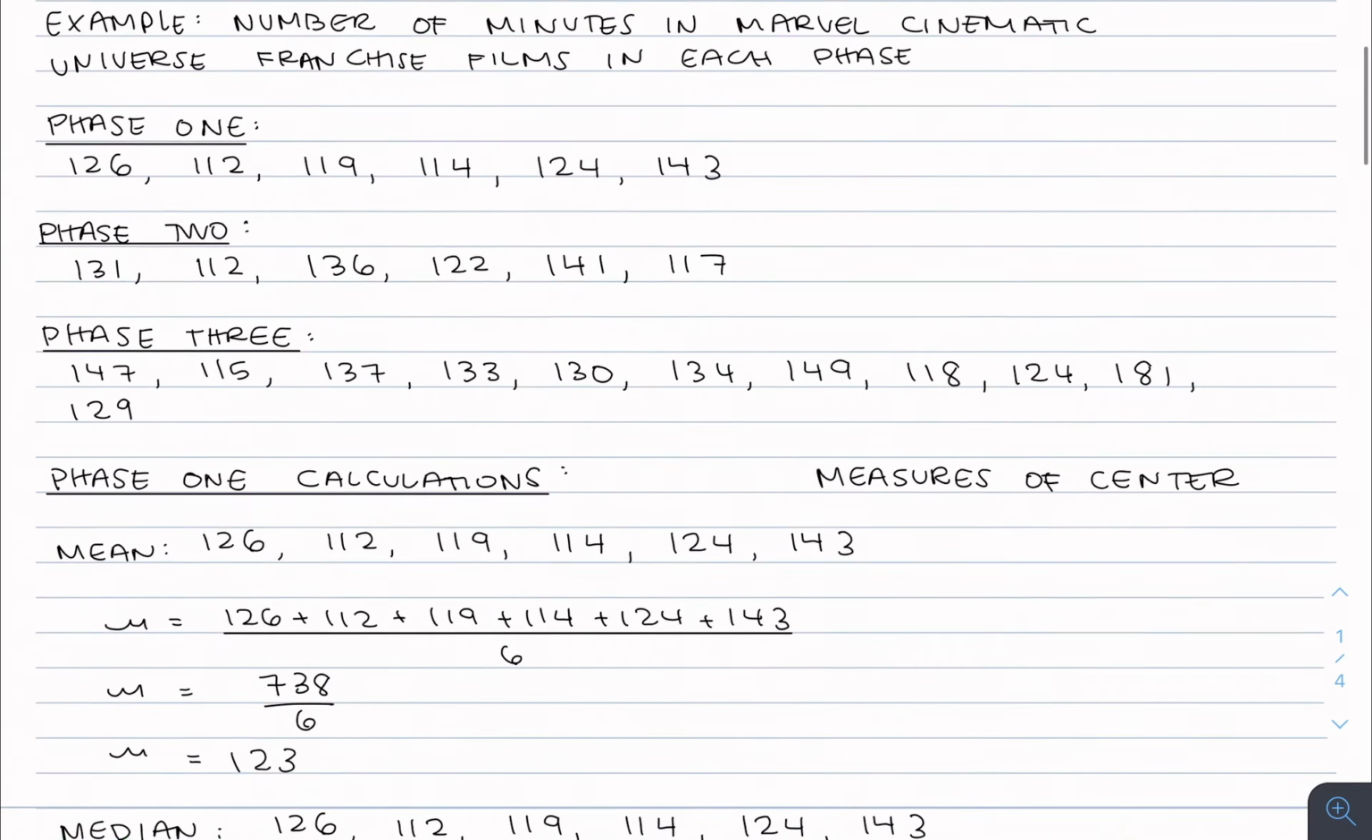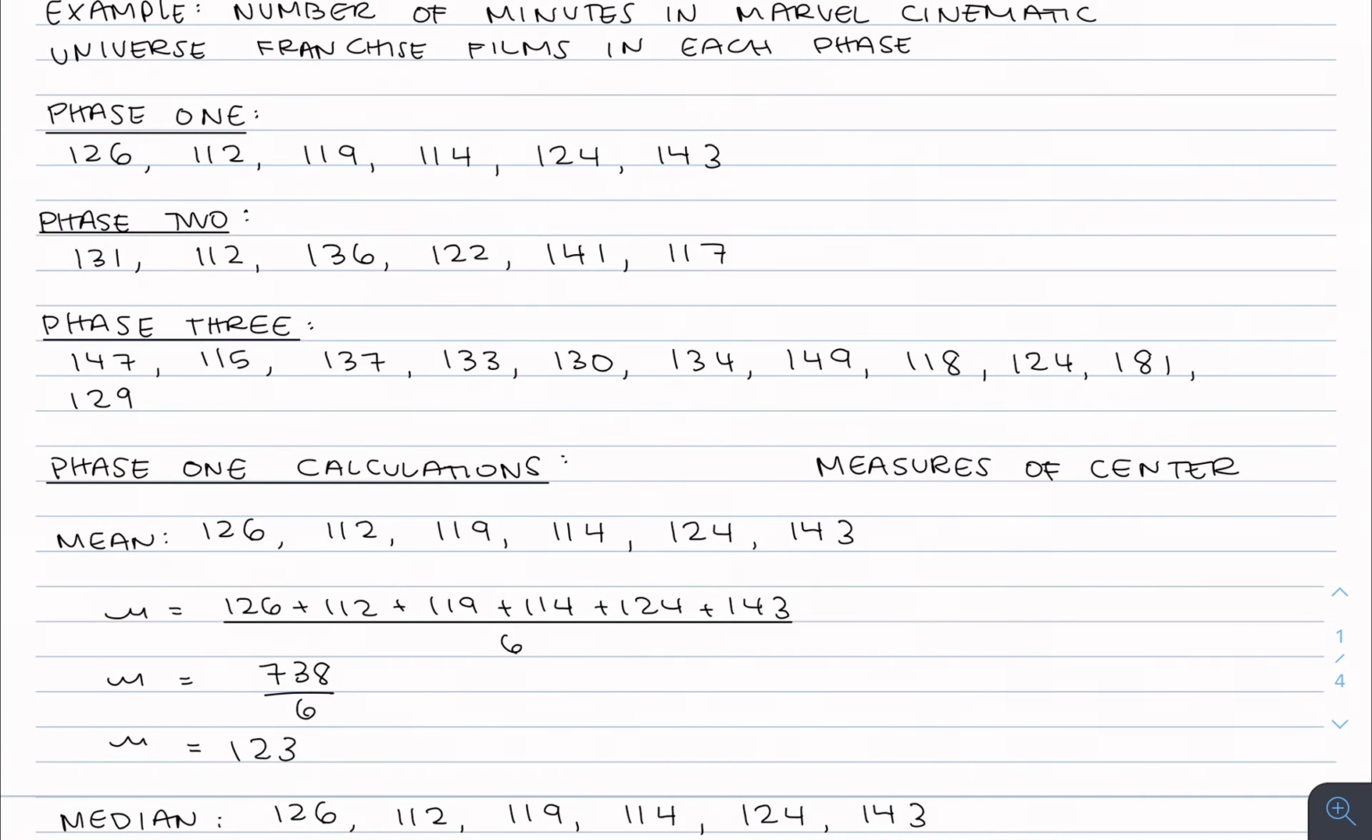What I did is I looked up all the number of minutes in Marvel Cinematic Universe franchise films for each phase. I know this is showing off my interest. That's totally fine. But basically what I did is I looked at how long each video was from the MCU. So I looked at each phase as its own population. You could interpret them as samples, and you have to just do slight modifications to my calculations.